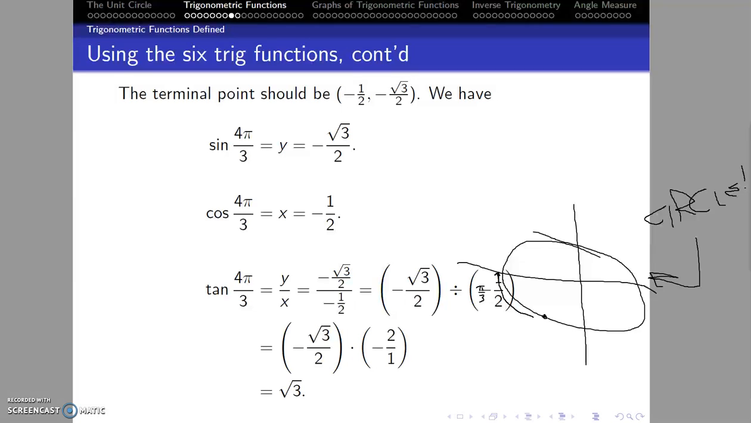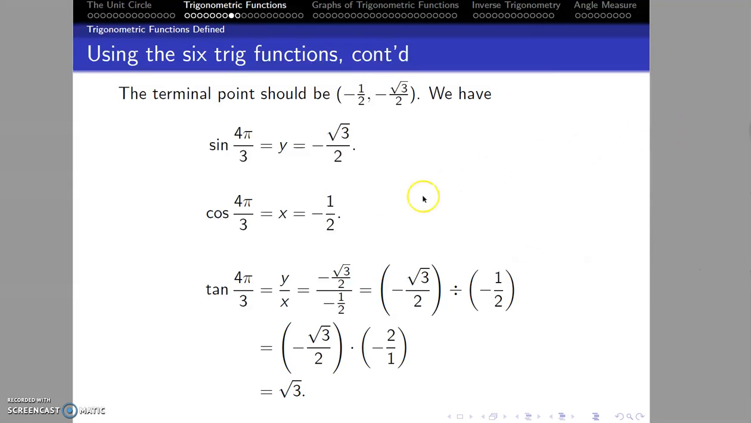I'm going to hide this now. It is beautiful art, but it has to go away. So we've got sine being negative root 3 over 2. We've got cosine being negative 1/2. And tangent is y over x. It is sine over cosine. It is the ratio of those two coordinates. So I take the one and divide into it the other.